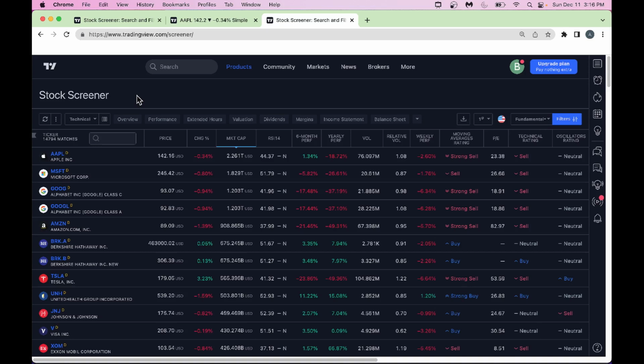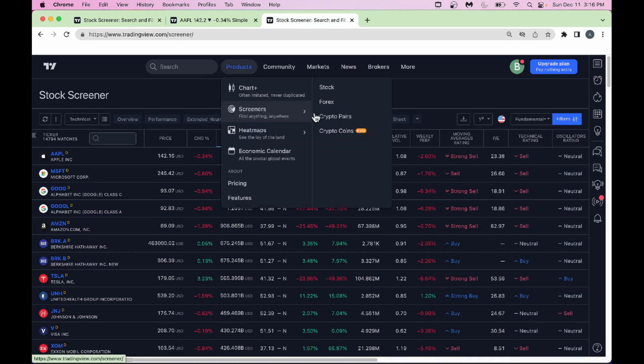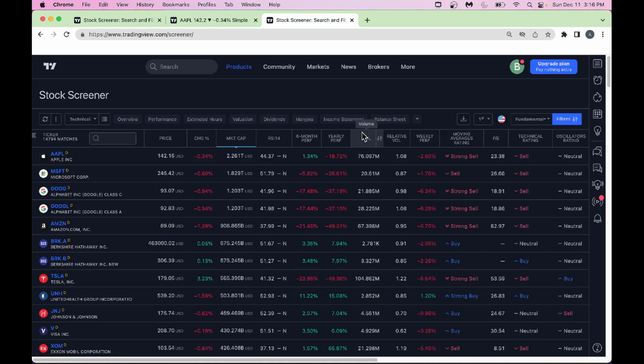Find a few great companies, and then I will go into the details of how to do a deep dive on a particular stock using TradingView. All right, so once you go in here, you can click on filters.